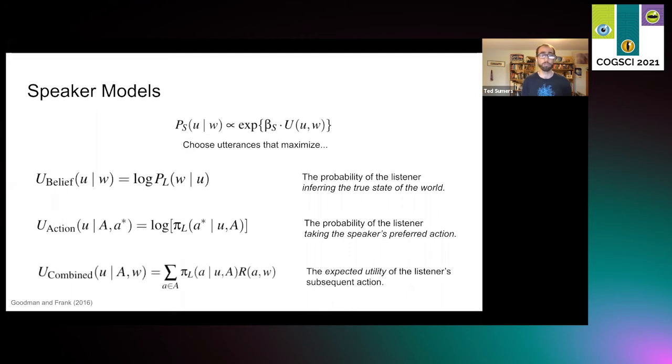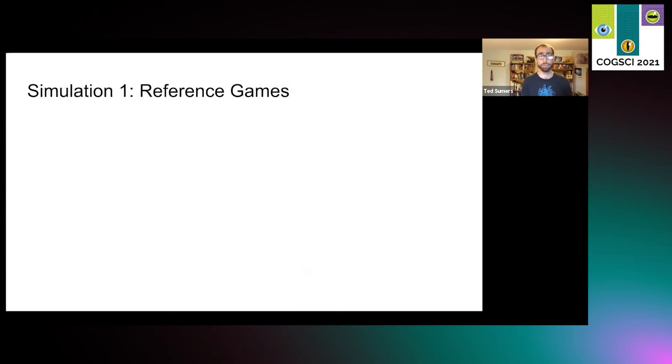And then finally, our combined speaker chooses utterances that maximize the expected utility of the listener's subsequent action. So we can then use signaling bandits to compare how these speaker models diverge. Our first simulation shows that signaling bandits generalizes Lewis signaling games.